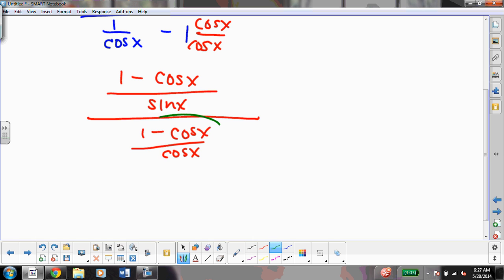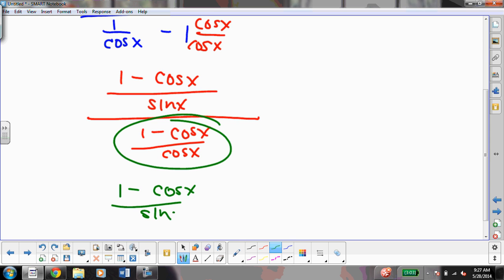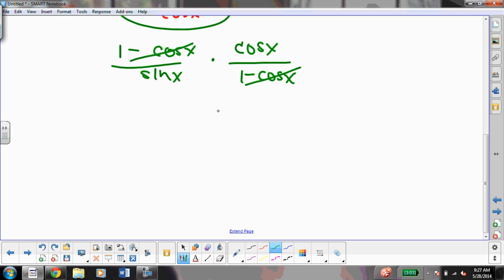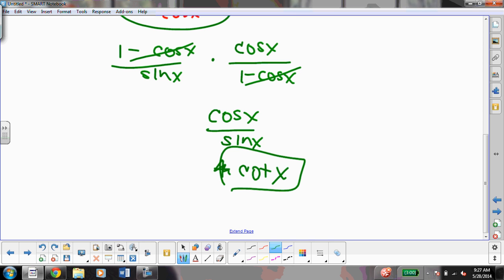Whenever I'm dividing fractions, I multiply by the reciprocal of the bottom fraction. This is 1 minus the cosine of x over the sine of x times the cosine of x over 1 minus the cosine of x. And the 1 minus cosines will cancel. And I have the cosine of x over the sine of x, which can reduce to be the cotangent of x, which is what I was trying to get to.